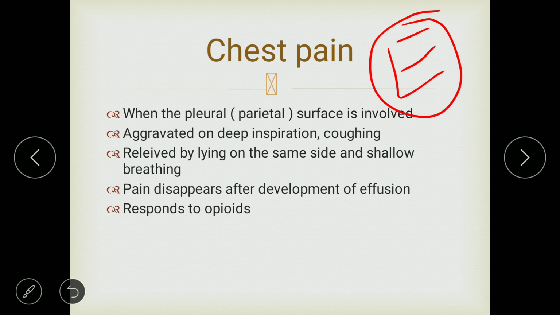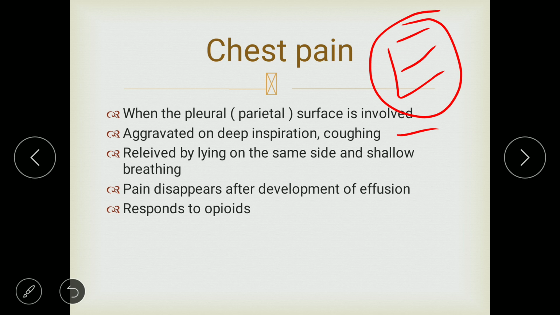This pleural pain will be aggravated on deep inspiration, because on deep inspiration the lung expands to its full capacity, thereby bringing the two layers of the pleura into close proximity. So when the two pleura rub against each other, the patient will have pain, and also when the patient coughs, he will have an increase in pain intensity.